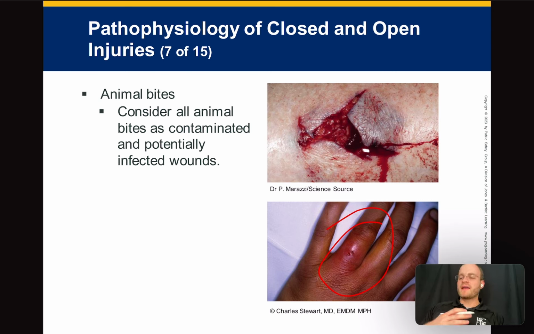Same thing with cats, like a cat bite or especially a cat scratch. Cat scratch fever is a real thing, okay? So just be aware of that. You have to worry about infection from cats and dogs and all of them.